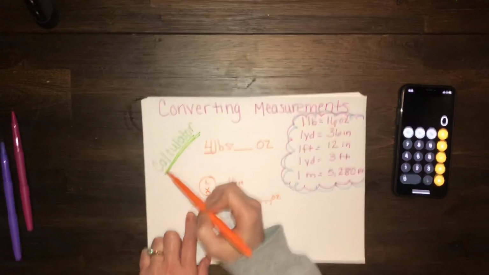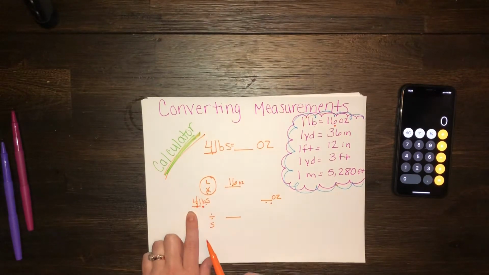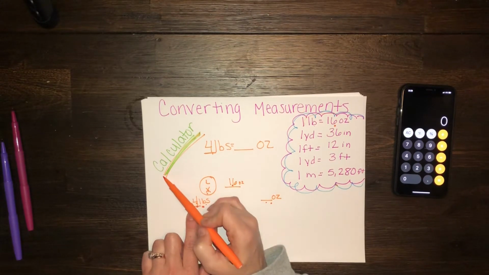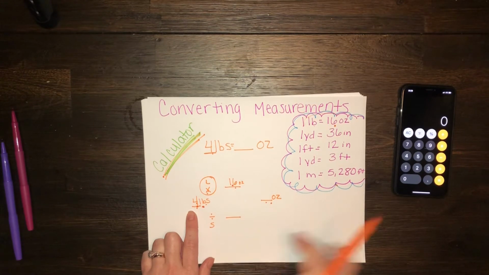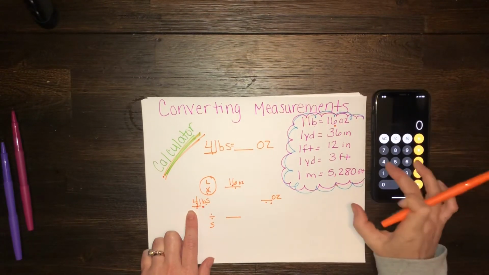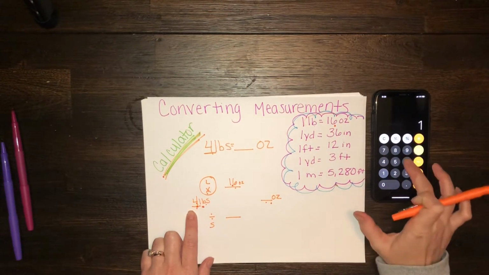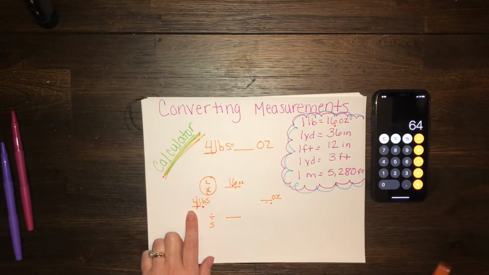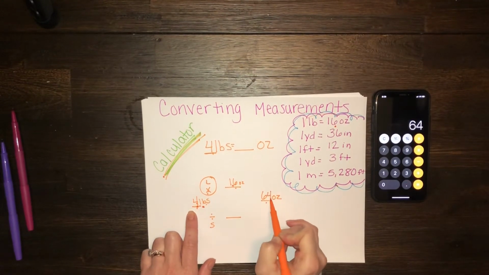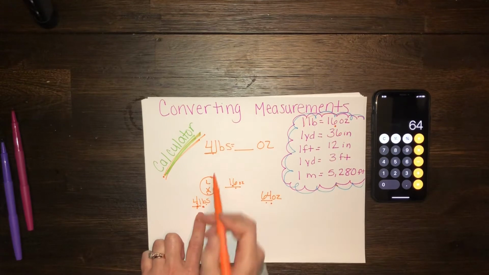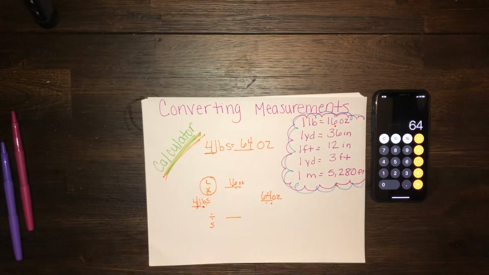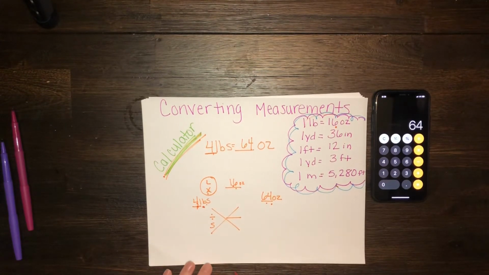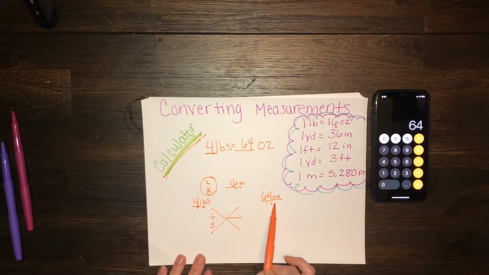You guys can use a calculator. I don't care how good you think you are at math. You are using a calculator. So we're doing 4 times 16. So 4 times 16 equals 64. 64 ounces. So I would write it, 4 pounds equals 64 ounces. I didn't have to use down here because I didn't do division, because pounds is larger than ounces.